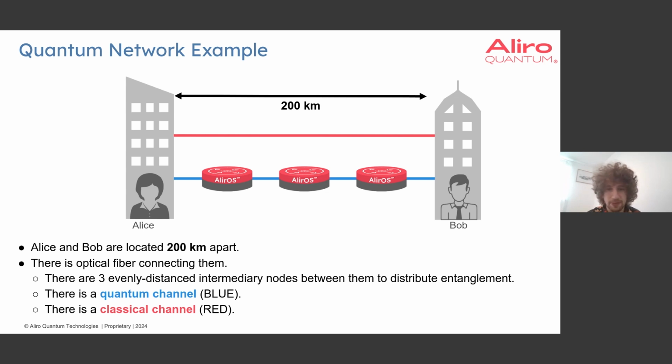In our graphics, we will use a blue line to represent Alice and Bob's quantum channel and a red line to represent Alice and Bob's classical channel.